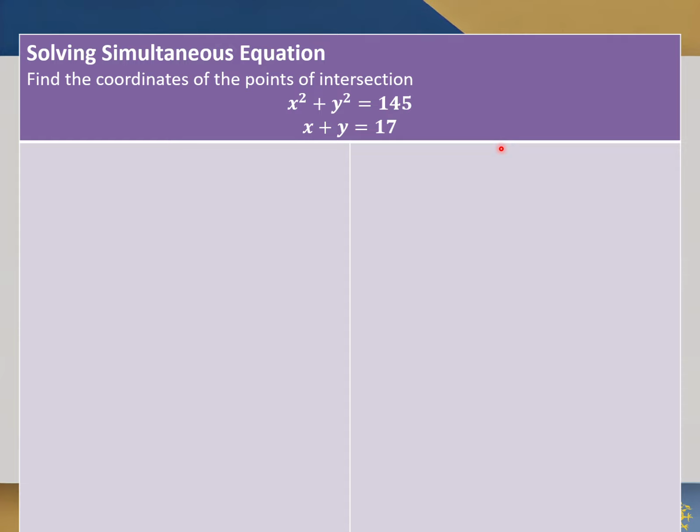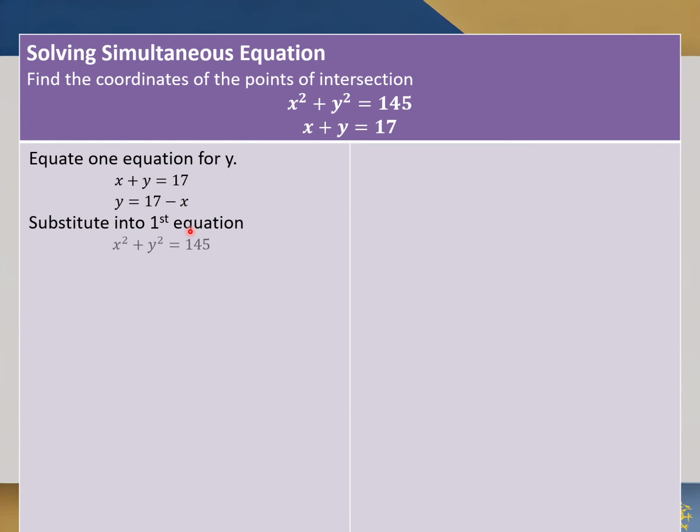First, make one equation in terms of y. I just made it in terms of the easiest one, which is linear. Now, I could make them both equal y and then make them equal each other, but I just find this way easier when I've got a linear. The second step is to substitute into the first equation. So I'm going to grab my first equation. Wherever I see y, I'm going to put 17 take away x.